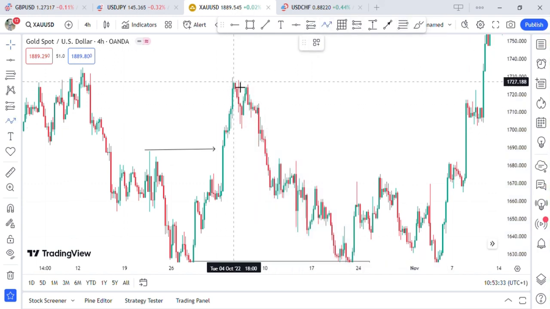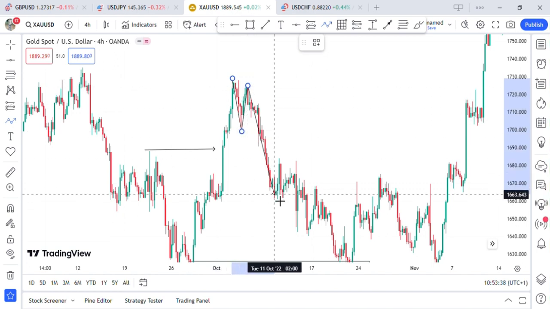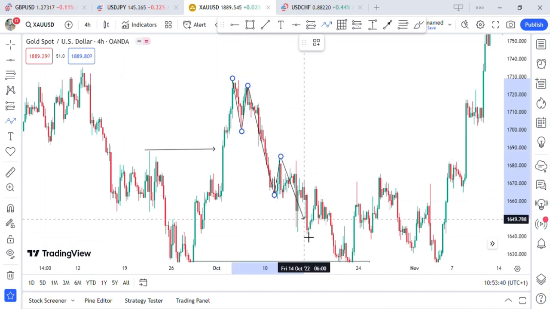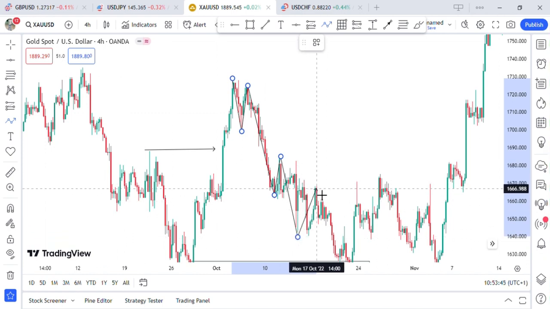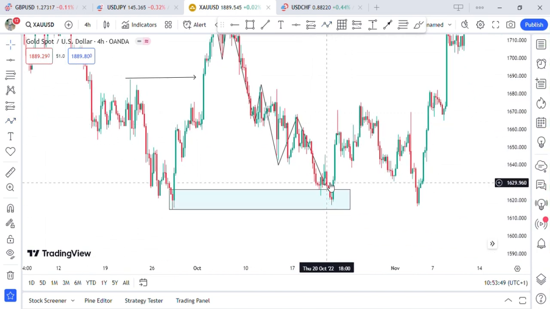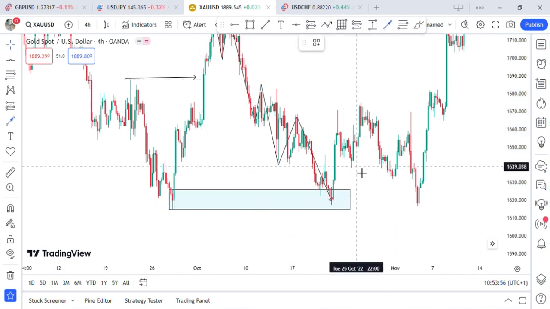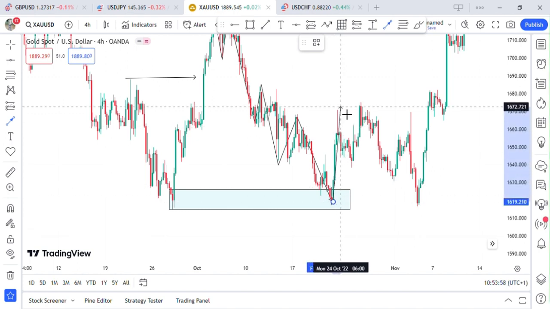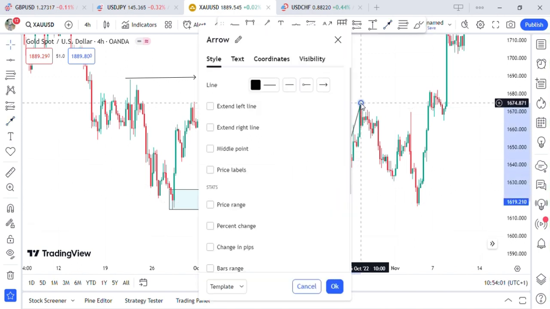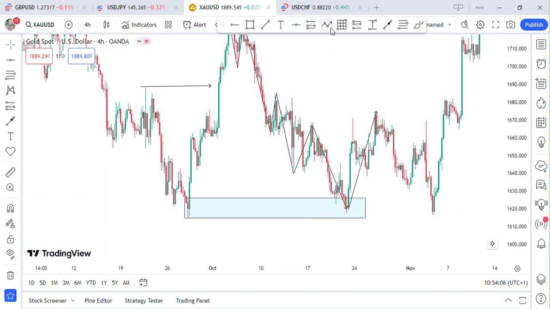We have a lower high, lower low, lower high, lower low, lower high, lower low, lower high, lower low. Can you see? After the lower low, what happened there? We have another movement. Can you see? We have a break of structure again.